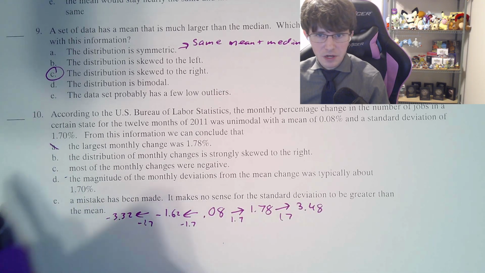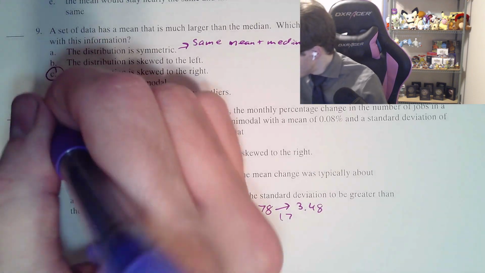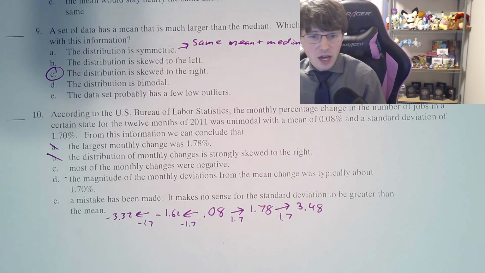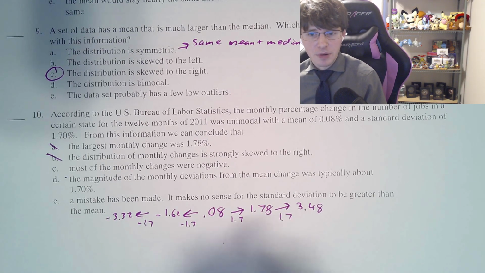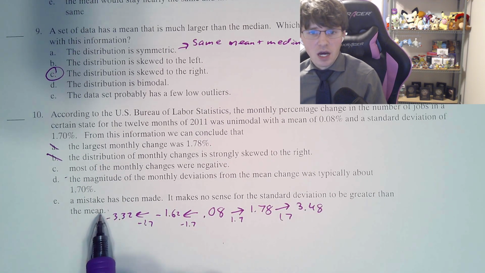They're like all the way over here. So it could be skewed to the left instead. We have literally no idea. Letter C, the most monthly changes were negative. Again, we actually don't know. It's possible that the mean was dragged up by a huge positive value and there were mostly negative values.